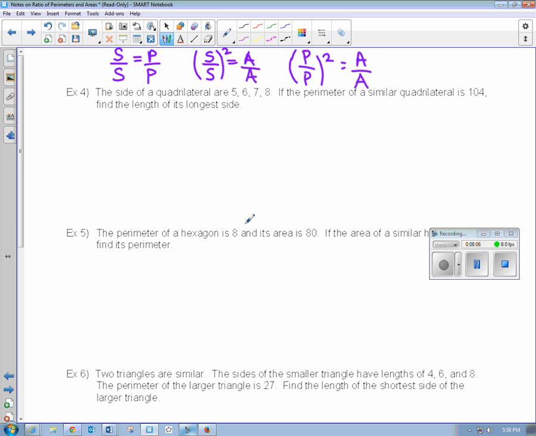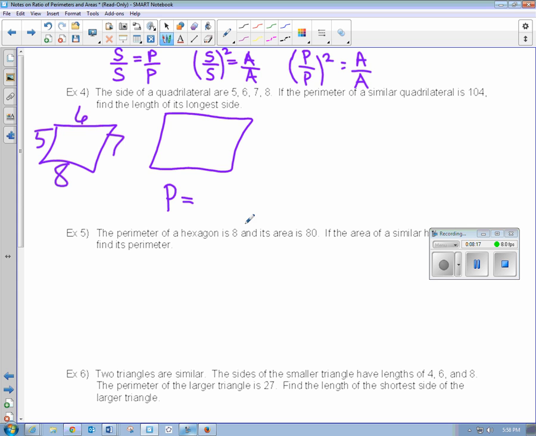So for question number 4, we have a quadrilateral, 4 sides. It says that we also have a similar quadrilateral, and our similar quadrilateral has a perimeter that's 104. It wants to know the length of the longest side of this quadrilateral. So as I look at this quadrilateral, if these two are similar and the longest side over here is 8, then this has to be the longest side in this one. It has to sit in the same place. I'm comparing sides and perimeters.